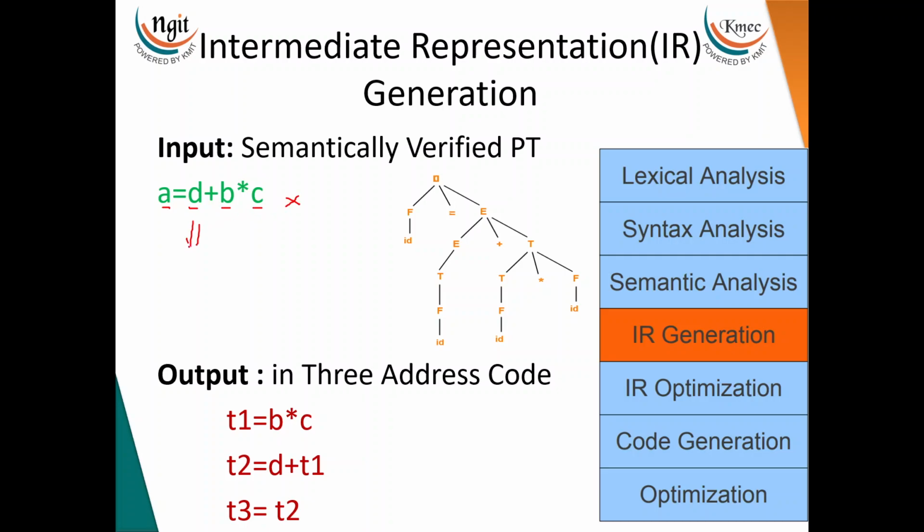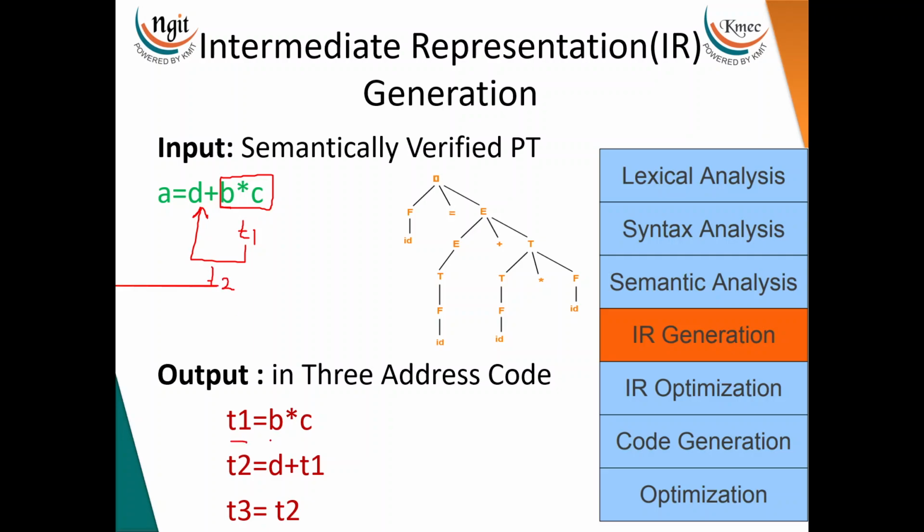So if you give this code as input to the intermediate representation generation, where it is using the three address code, it will store every sub expression in a temporary variable. So what is the first sub expression? B star C will be stored in T1. Okay, first variable, that's your wish, starting from 0 or 1. Then this T1 will be added with D. So D plus T1 will be stored in another temporary variable.